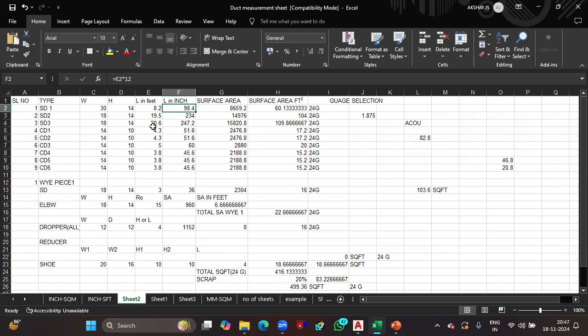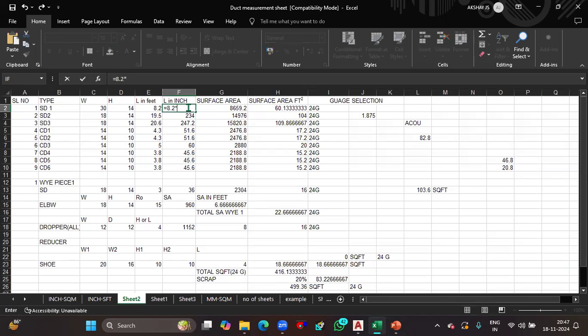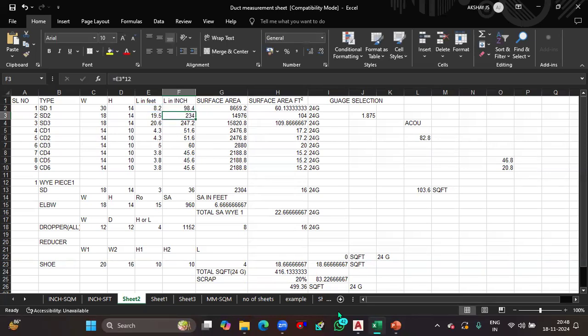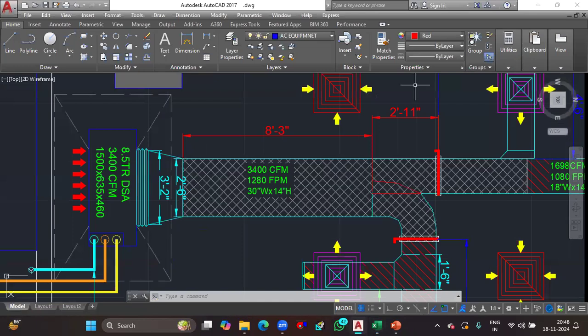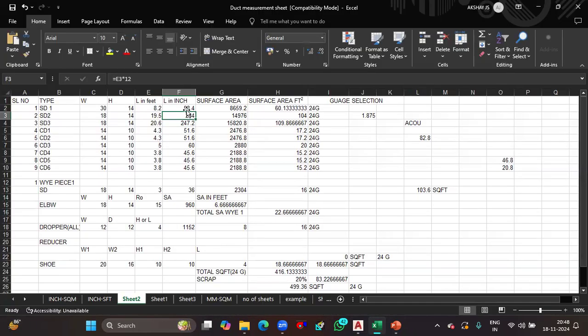All right, guys, is it clear? Okay, I hope you got the point. And next of all, it's about the length. So what we got, 8.2. Now I'm going to convert the value, 8.2 into 12 inches. Click the cell into 12. So these values should be converted into inches itself, which is around 98.4 inches. That means the total length of this specific rectangular duct should be around 98.4 inches.